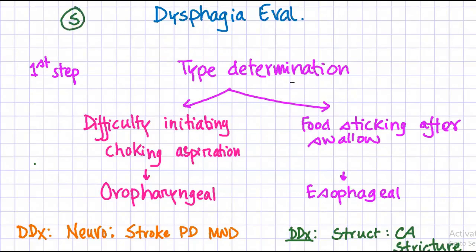Let's talk about the evaluation of dysphagia. So first step is determination of the type of dysphagia. And we do that by taking a simple history. If the patient has difficulty initiating the swallowing, or if the patient has choking or aspiration, then this is probably an oropharyngeal dysphagia. And if the patient can initiate the swallowing, but the food sticks after the swallowing, then this is probably an esophageal dysphagia.